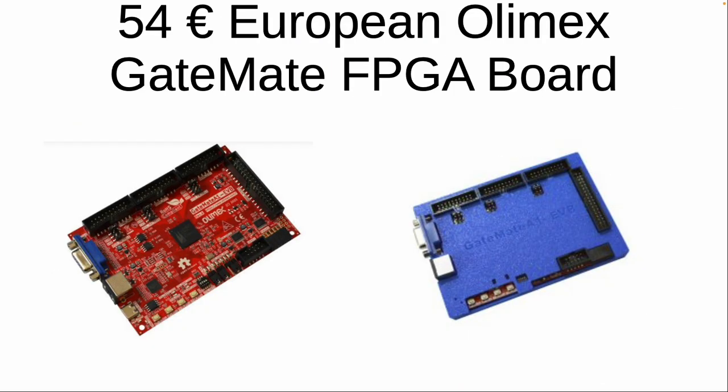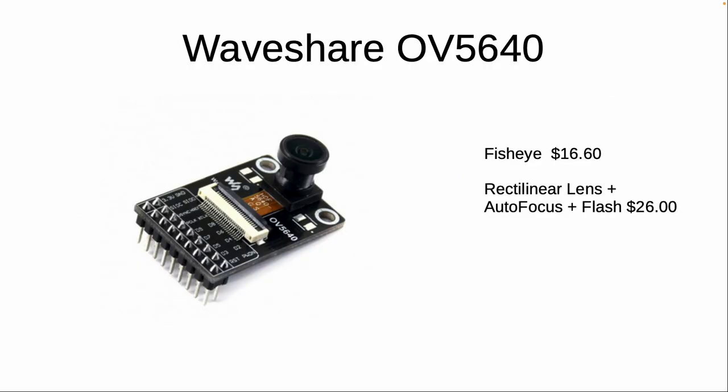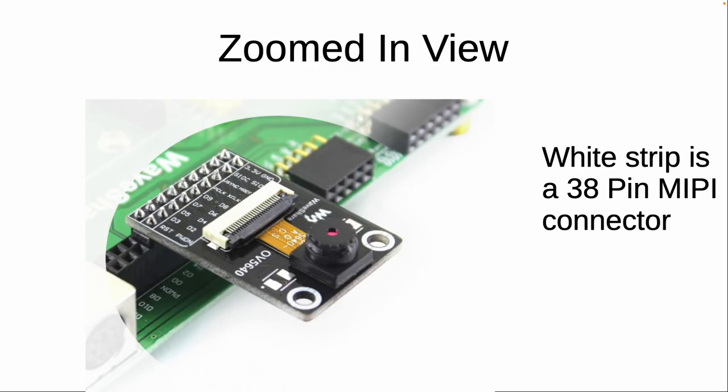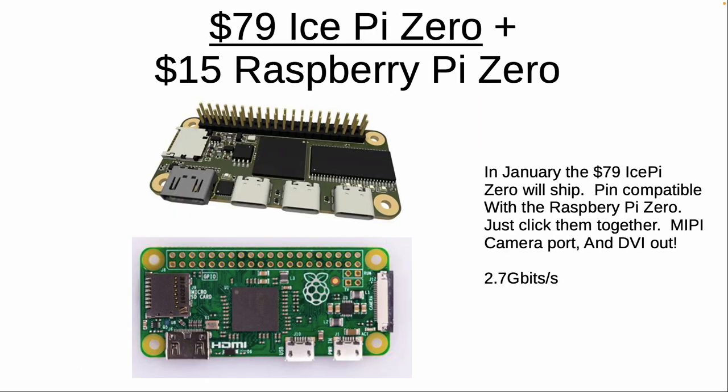On my desk I have the 54 European Olimex GateMate board. This doesn't have MIPI, but I can use a DVP camera, the Waveshare OB5640, fisheye lens 1660, a lot more expensive if you want to do the rectilinear lens. And this will do 1.8 volts, so I can connect it into the GateMate board. Here's a zoomed in view.